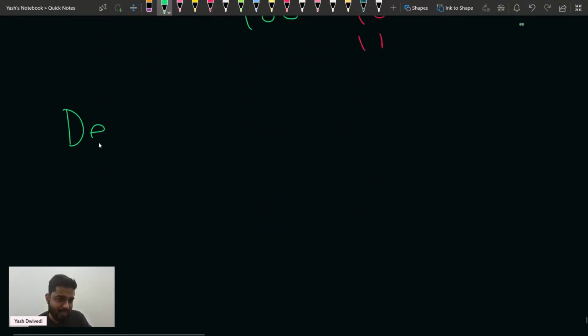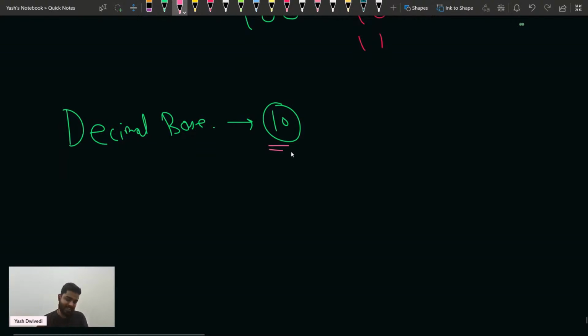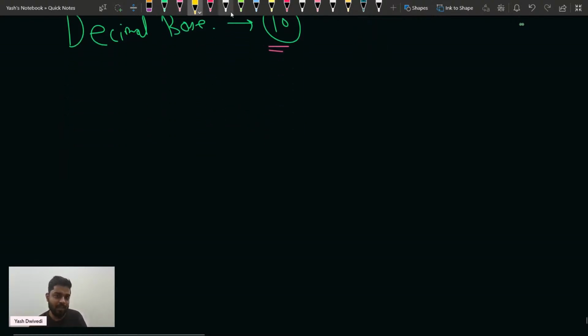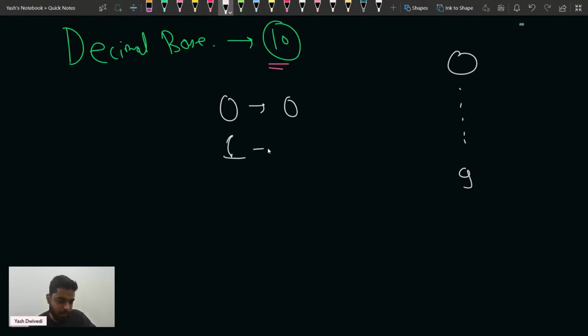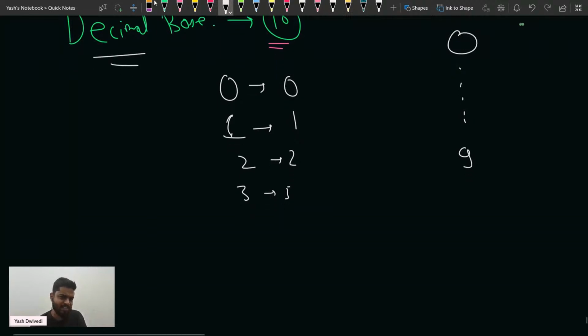You also know about the decimal base, right? What does decimal base mean? It means to the base 10. In base 10, every digit is between 0 and 9. Every number is represented like this: 0 is represented by 0, 1 by 1, 2 by 2, 3 by 3, and so on. This is the very basic decimal base.